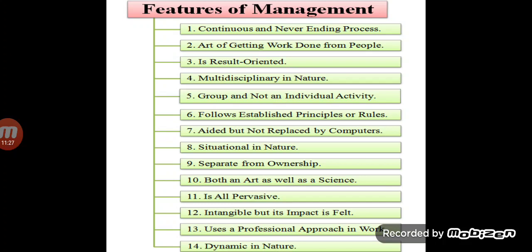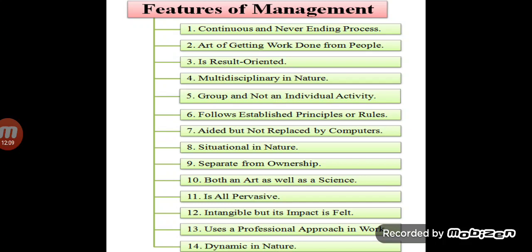For example, in your examination, you have decided that you want to clear 12th standard. As per your end result, as per your goal, you want to pass the 12th standard. As per your goal, you are managing your work, managing your time and performing as per your decided activities, decided result. That's why it is a feature of management. It is a result oriented activity. If you have a result, if you have a goal, and as per the goal you are performing your activities, then it is a feature of management.